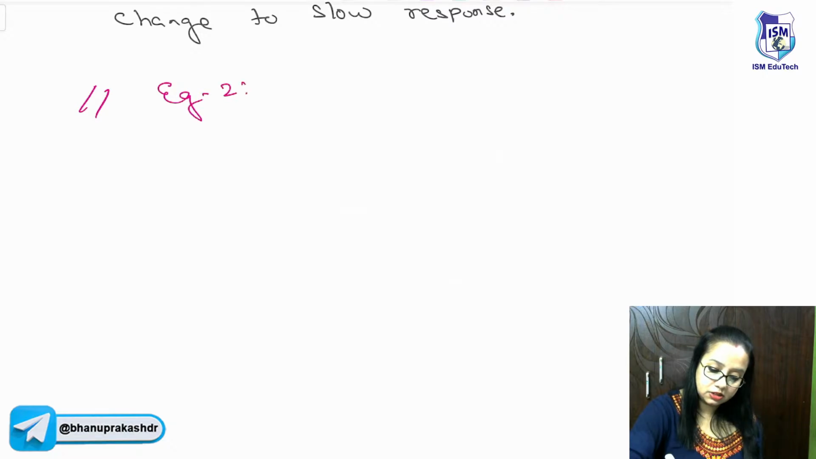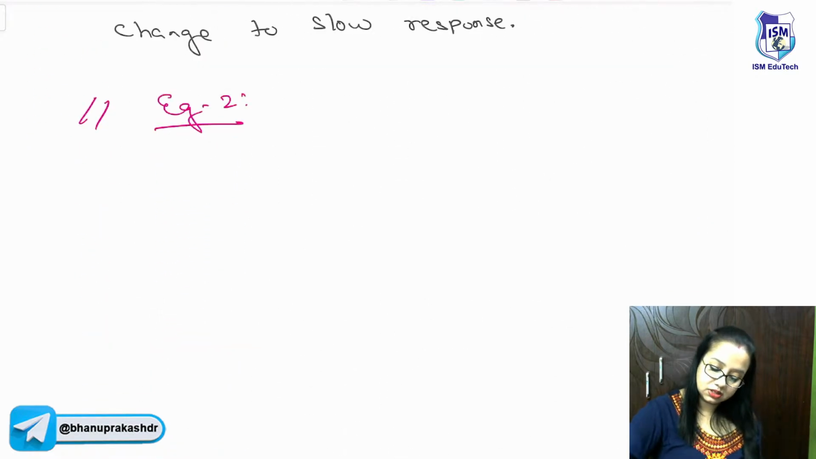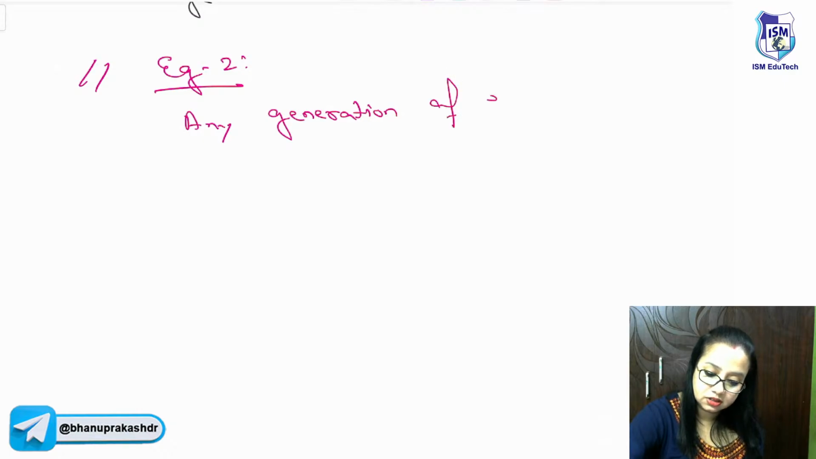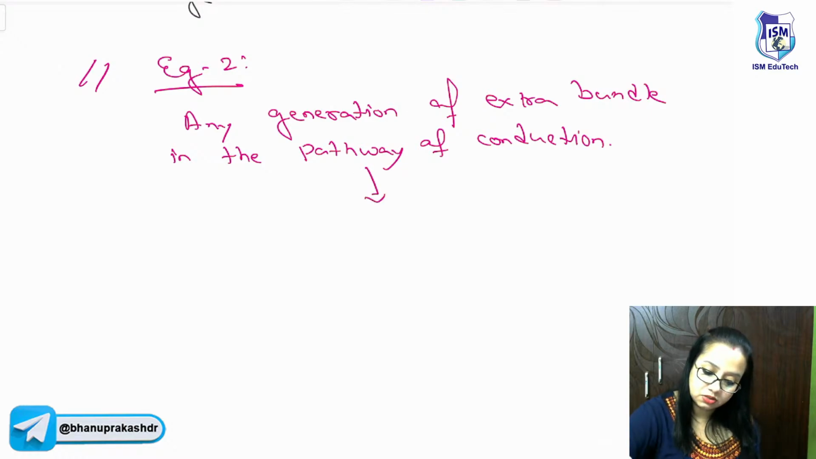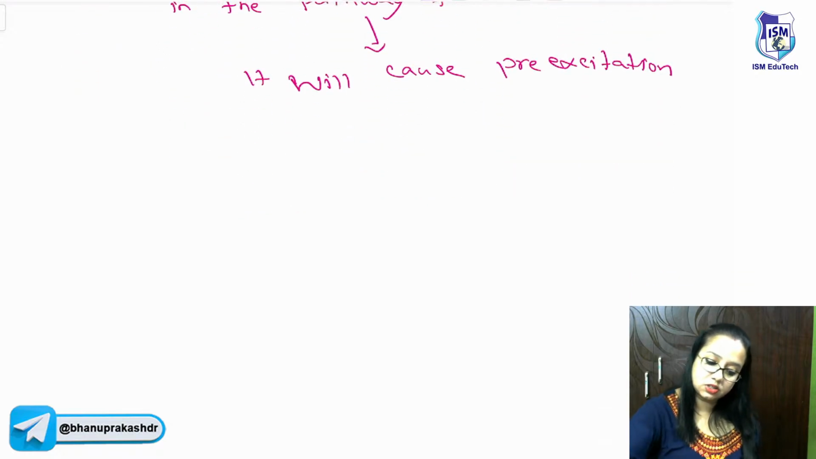Another example, example 2, this was example 1. Suppose there is any generation of an extra bundle in the pathway of conduction. What will it do? It will cause pre-excitation. Okay, it will cause pre-excitation.